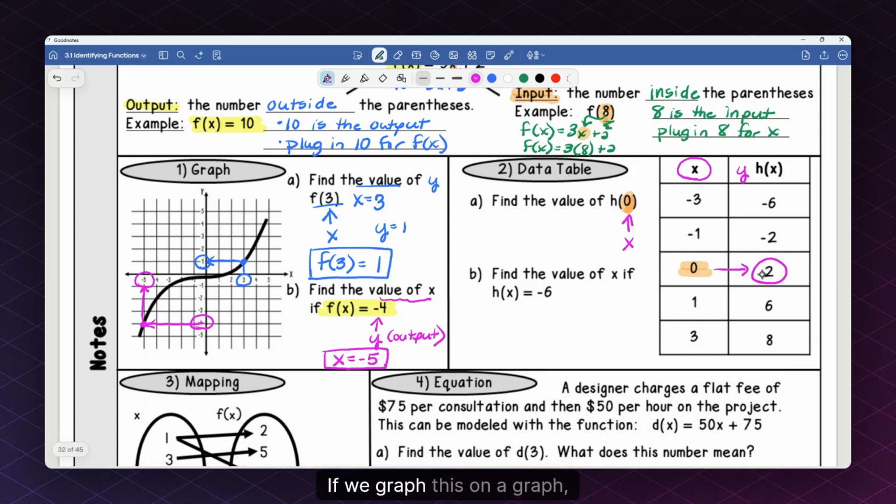If we graph this on a graph, the coordinate point would be (0, 2). So the old way we might have written this is, y equals 2 when x is 0. But we're going to write this fancy style. So we're going to write h of 0 equals 2.